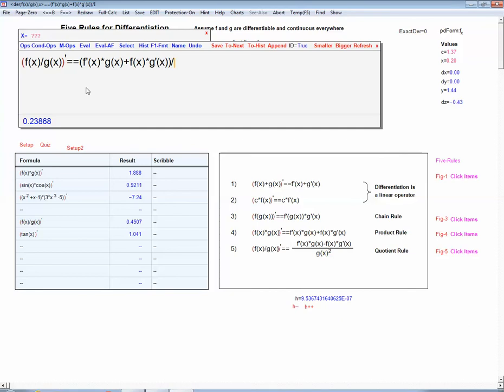And one of the changes is divide by g of x squared. So that's the denominator back here. It's f of x over g of x. So we divide by that g of x squared, and we turn this into a minus. And we have the 1.